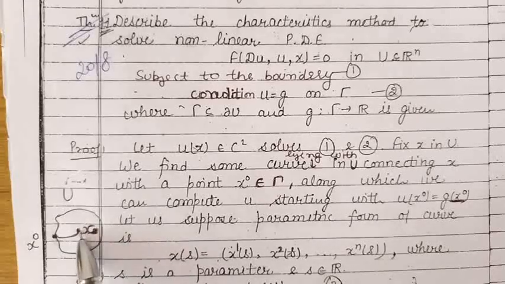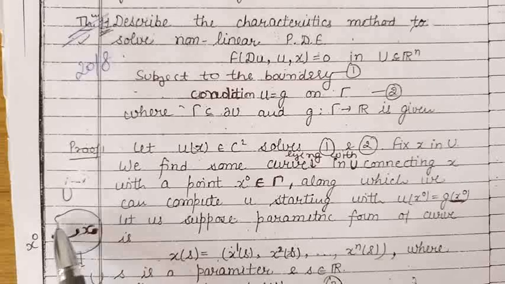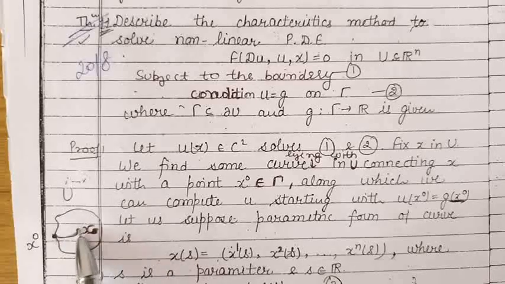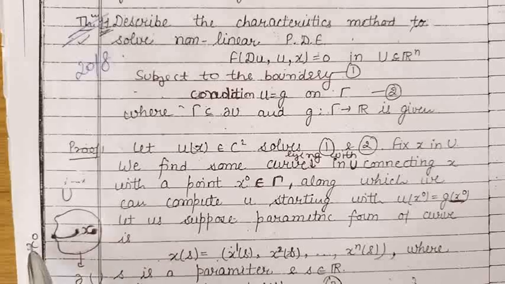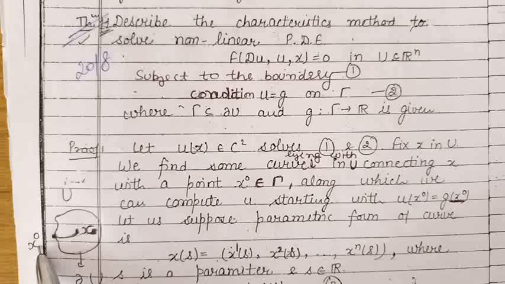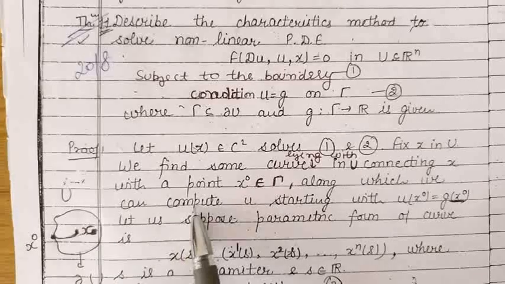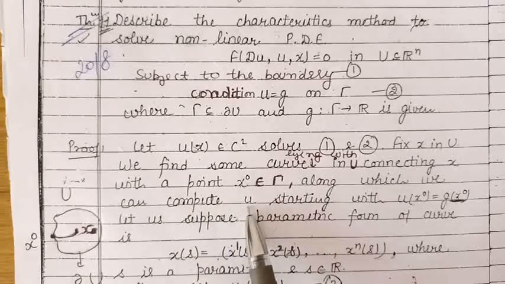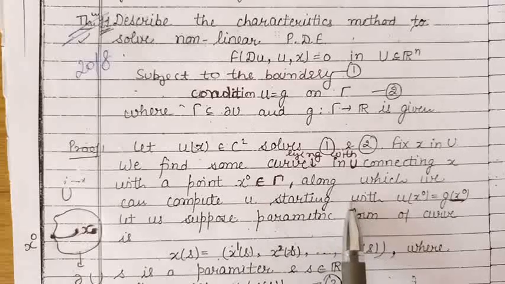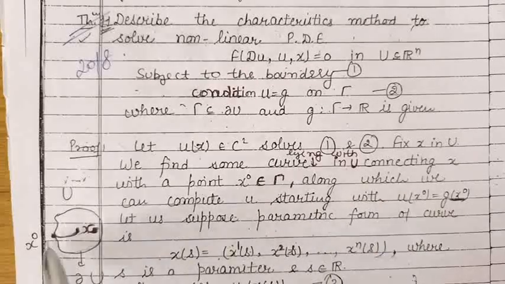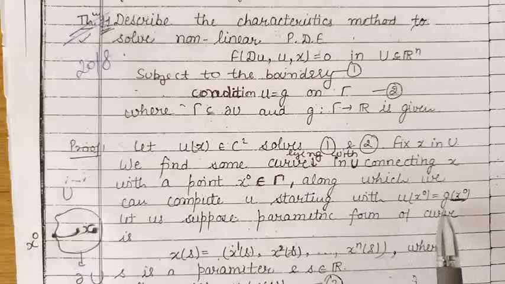Let us fix a point x in the set U, and we find some curve lying within this set U. We have denoted this curve here, which is joining the point x to the point x naught. This x naught is a point on Γ. So we find such a curve along which we can find the value of function u, starting with the condition that the value of function u at this point x naught is the function g.